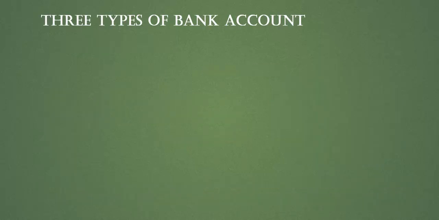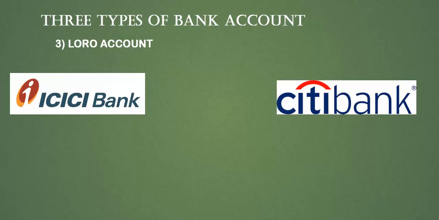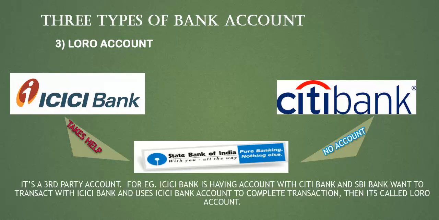Third and the last type of bank account is Loro account. Loro account refers to third-party accounts. For example, ICICI Bank is having an account with Citibank, USA. When State Bank of India wants to do some transaction with Citibank, USA, but does not have an account with Citibank, then it will take help of ICICI Bank to complete the transaction. Since SBI doesn't have a direct relationship with Citibank, USA, and SBI takes help of ICICI Bank, SBI will call Citibank, USA as Loro account.